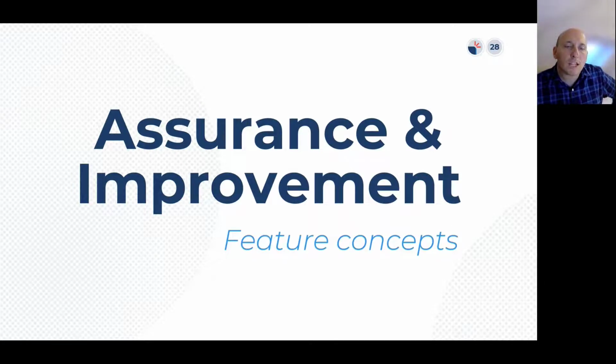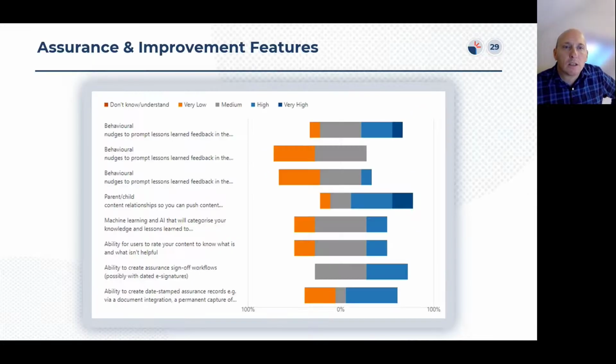So our next section in the survey, and our section in development themes, is assurance and improvement. I've put these both together. You can see the features that we asked people about. There are a couple of very clear winners in here. This is project assurance, continuous improvement, feedback, lessons learned, all wrapped up in these features. A few stood out: the parent-child relationship for grids and elements in terms of pulling and pushing new and improved content, which I think is really important for the continuous improvement loop; lessons learned; behavioral nudges, which I'll elaborate on in a minute; and date stamped assurance records. So I'll take a look at those three.